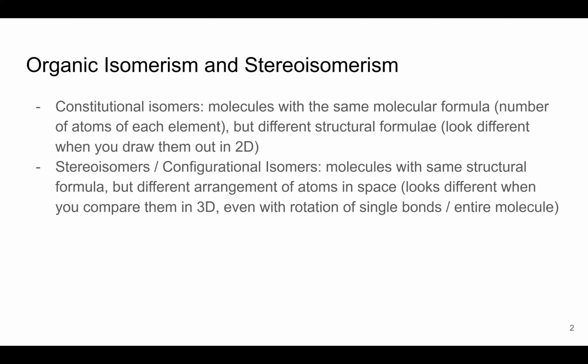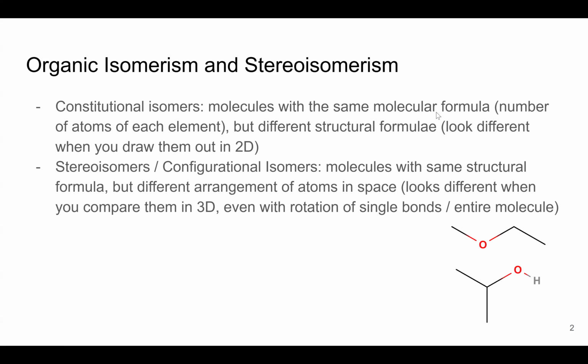Meanwhile, stereoisomers or configurational isomers, which people usually call geometrical isomers as well, are molecules with the same structural formula but different arrangements of atoms in space. So the two molecules will look different when you compare them in three dimensions, even if you rotate any of the single bonds or rotate the entire molecule.